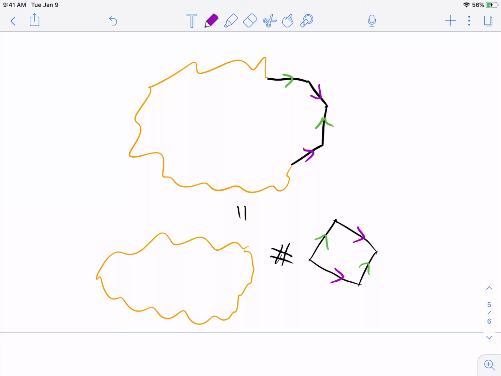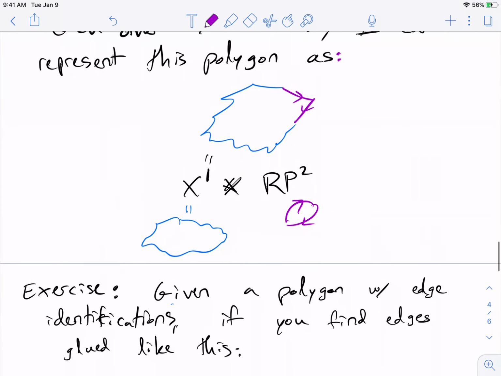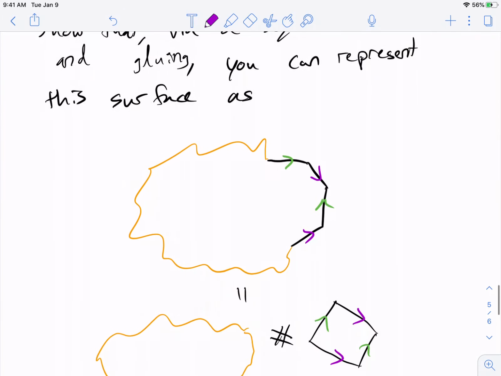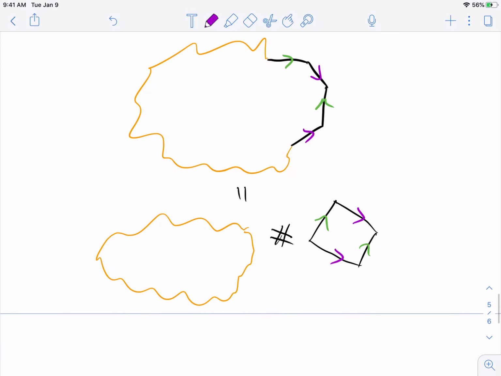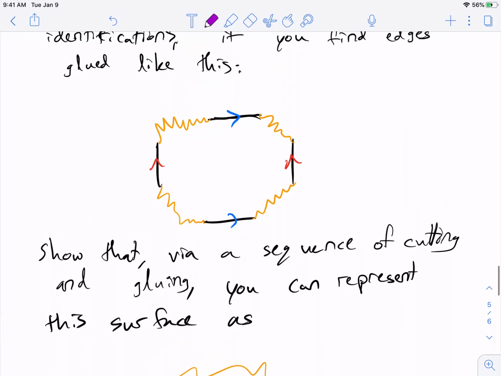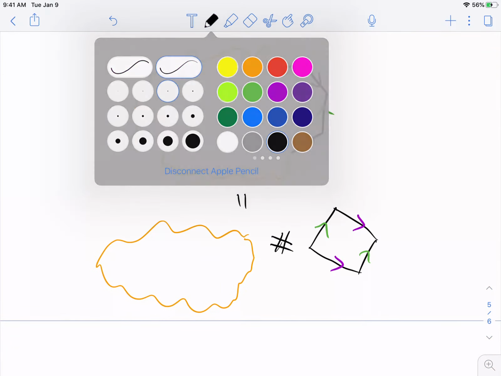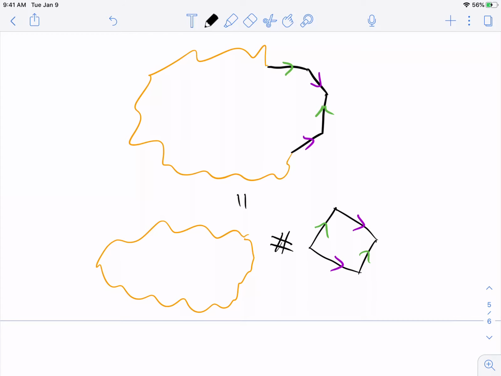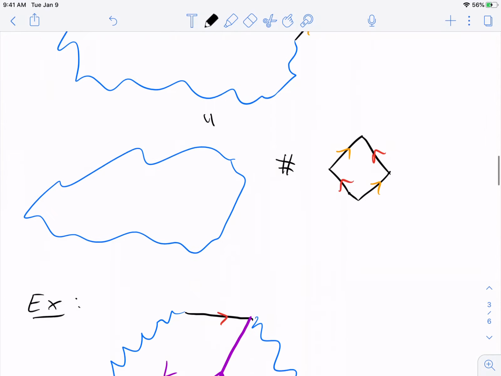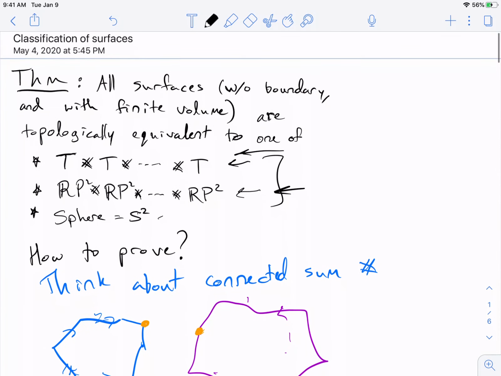Okay, so that's an exercise. See if you can work it out. It's actually significantly harder than the case of RP2, but if you play around with it for long enough, you can probably figure it out. I think it requires cutting and gluing two times. So one cut's not going to be enough to solve the problem. But once you have this, you can sort of see how the strategy of proving this theorem is going to go.